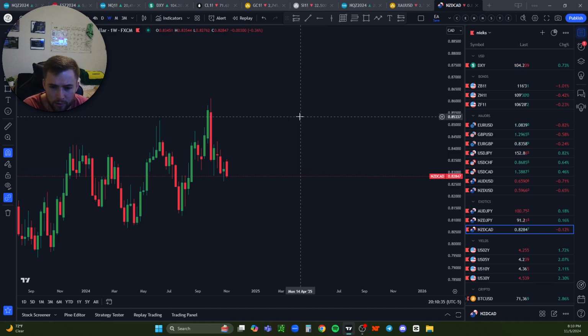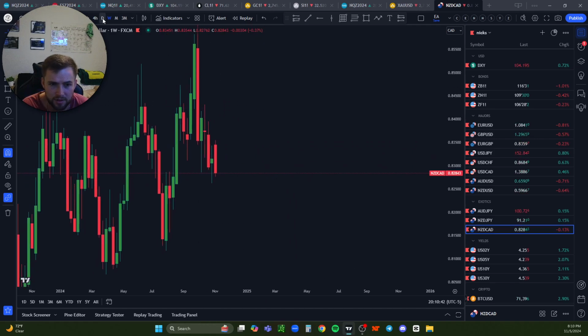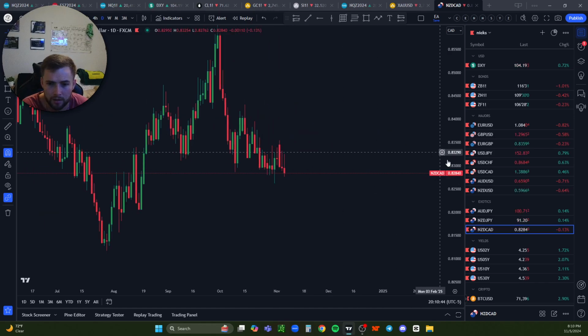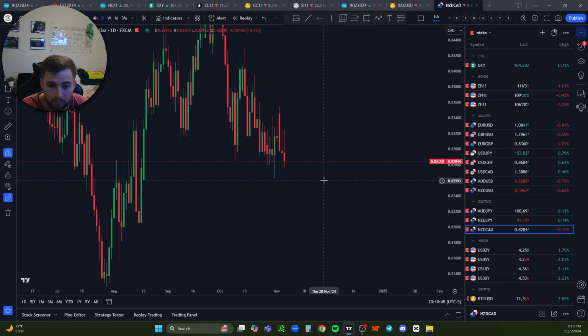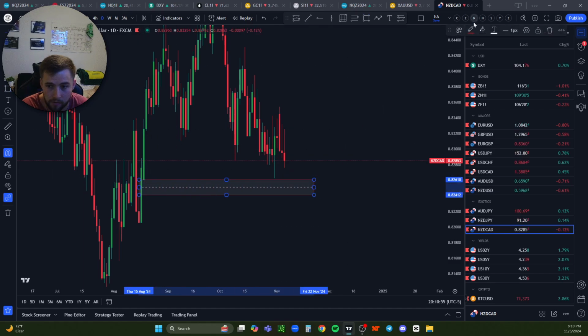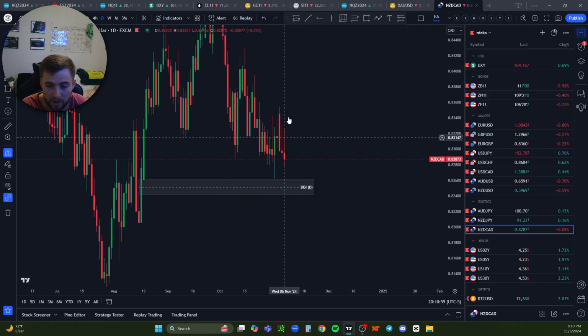Weekly chart, I don't see anything of significance. Looks like we're reacting away from this tiny little fair value gap. Let's look at the daily real quick. Okay, right here, I don't know. I'd probably lean bearish, I'm sorry, because I think we need to get down here.